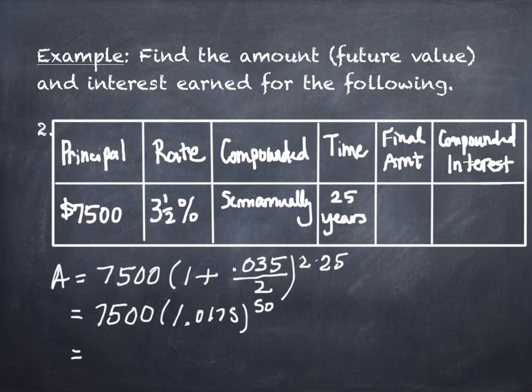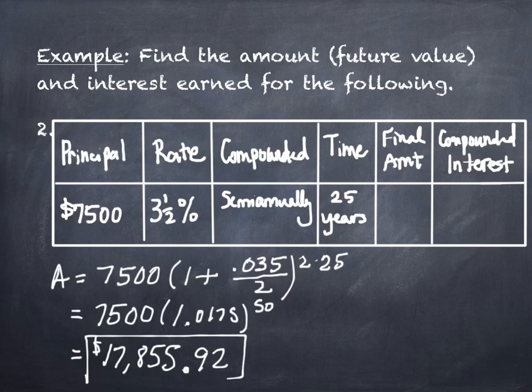What do you get? 17,855.916, so 17,855.92 if we round to 2 decimals at the end, right, Trent? Yeah. And we do want to round to 2 decimals at the end because this is money. So we're going to be using 2 decimals all the way through this section for money.